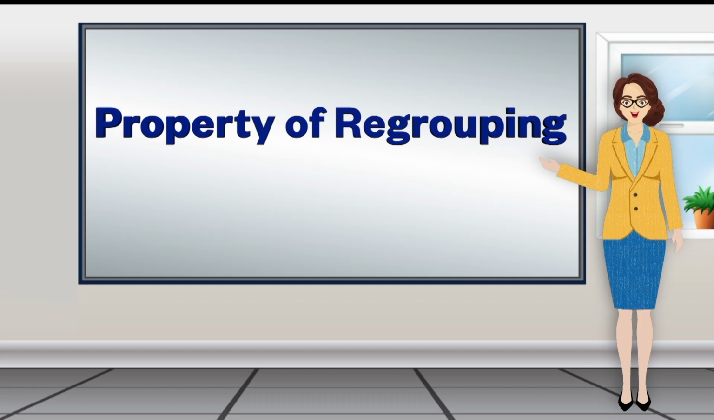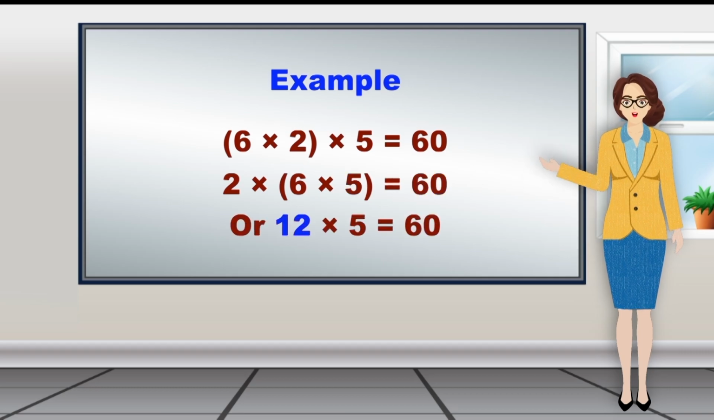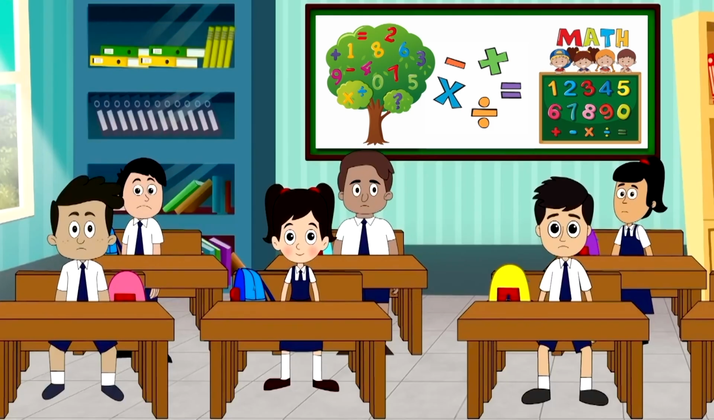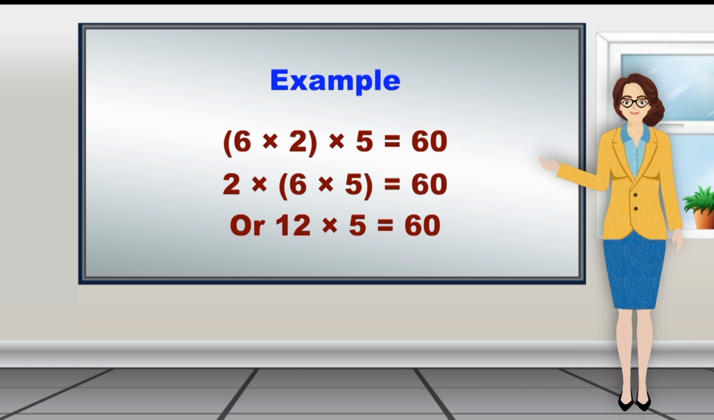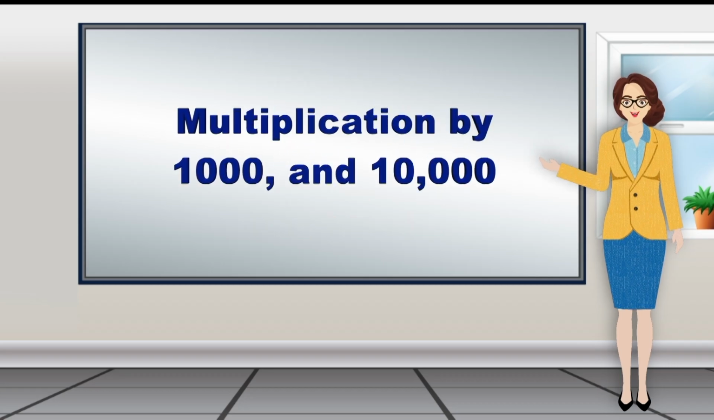The factors can be regrouped in any order, but the product remains the same. Example, 6 multiplied by 2 multiplied by 5 equal 60. 2 multiplied by 6 multiplied by 5 equal 60, or 12 multiplied by 5 equal 60. बच्चों, जब हम 12 को 5 से मल्टीप्लाई करें या 2 को 30 से, प्रोडक्ट सेम ही होगा. Multiplication by 1000 and 10,000.